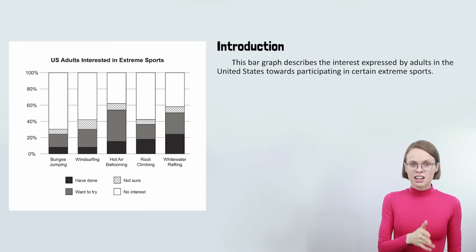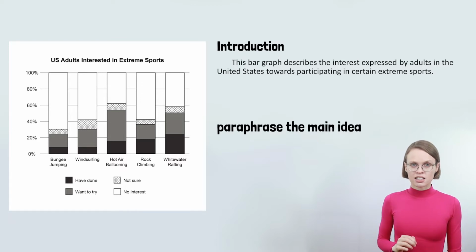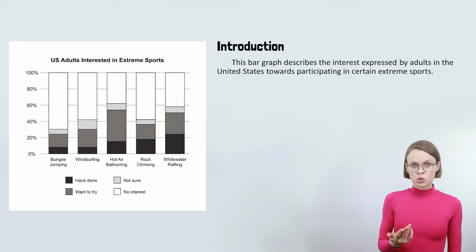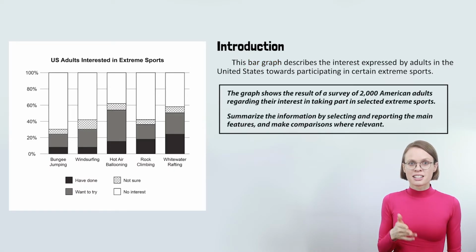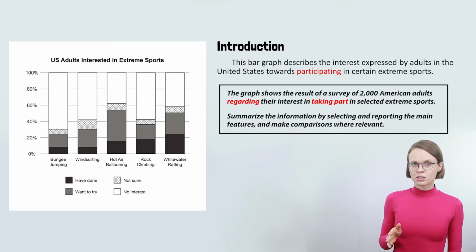In the introduction, I paraphrase the main idea of the graph. I make sure to use the correct term, bar graph. You can also use bar chart if you like. Then I change the grammatical structure as well as a few words. Taking part becomes participating, regarding turns to towards, and selected becomes certain.